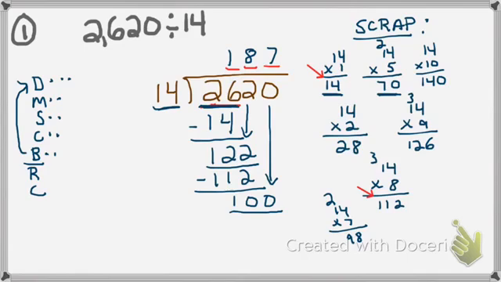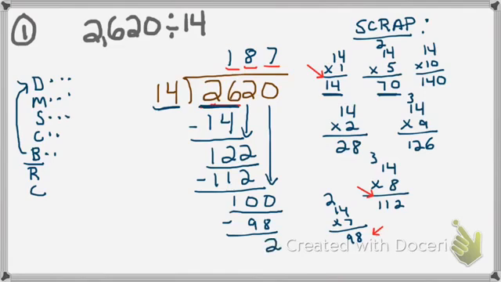Next step, multiply. 7 times 14, I look at my scrap and I see that's 98. Write that down, check off multiply. Next step is subtract, so I have 100 minus 98. I could borrow and everything, but I think I know 100 minus 98. That answer is going to be 2.